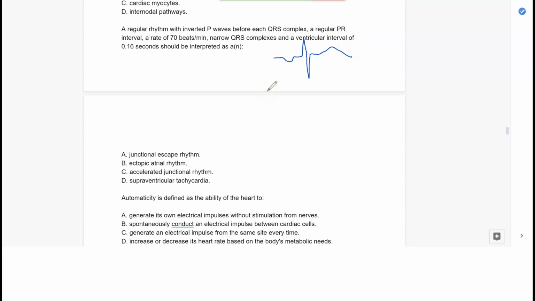So it is not an ectopic atrial rhythm because those would be upright Ps. It is not a supraventricular tachycardia again. Upright Ps would be greater than 150 beats a minute. This is at 70. Junctional escape rhythm would be originating from the AV junction, which is a rate of 40 to 60, which means that's an accelerated junctional rhythm.